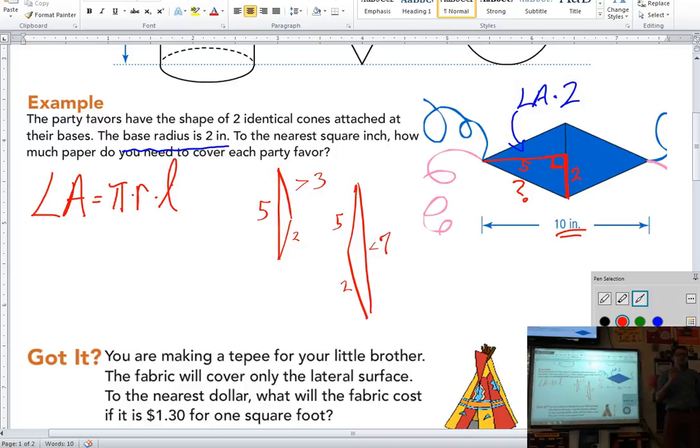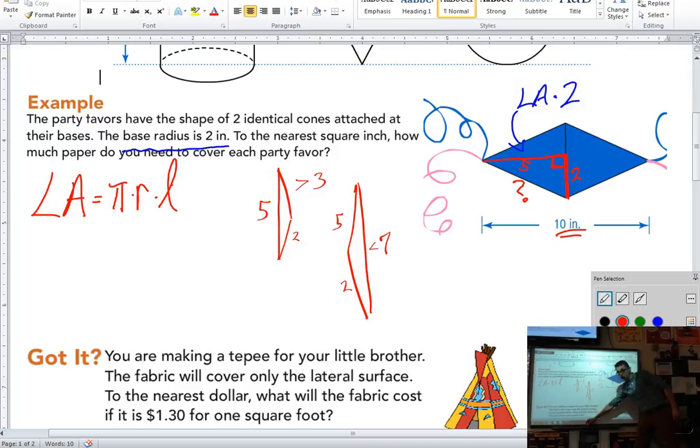So my range here is 3 to 7, but I know it can't be 3, because it would be a flat line, and it can't be 7. A lot of you on your test made statements like 3 is less than or equal to x is less than or equal to 7. They can't be equal. Those equals cannot be there.